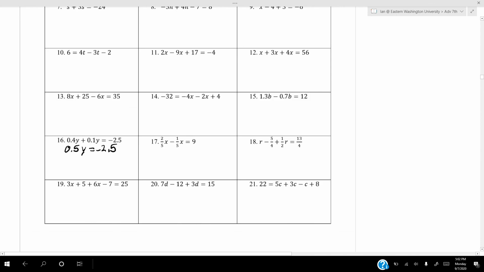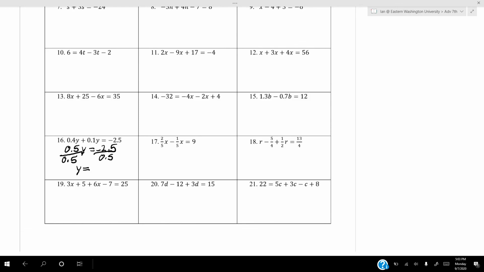Move our variables. We don't need to move our variable. We don't have any constants to move, so our last step is to divide. So we're going to divide both sides by 0.5. So that means that y is equal to, oh man, this is a head scratcher. This is a real head scratcher here.